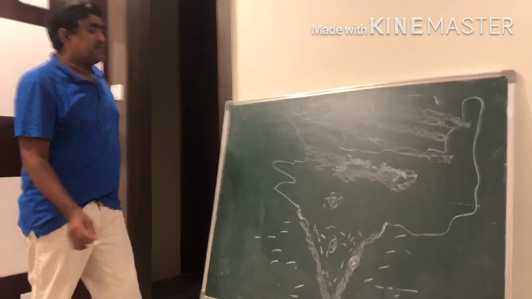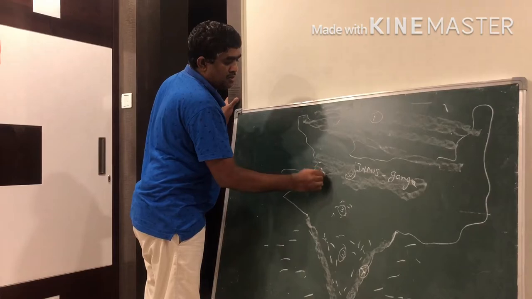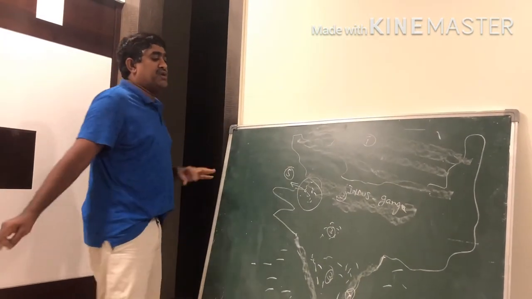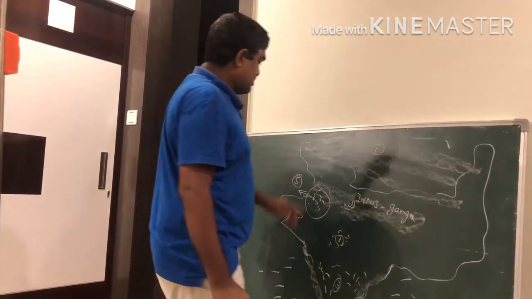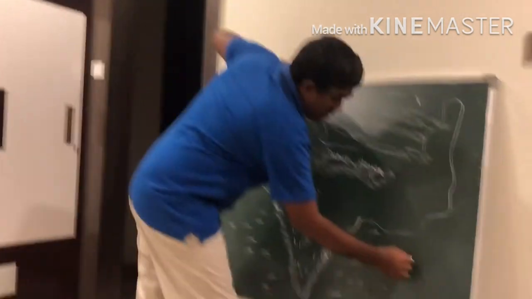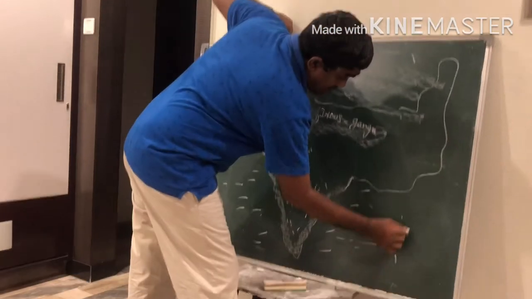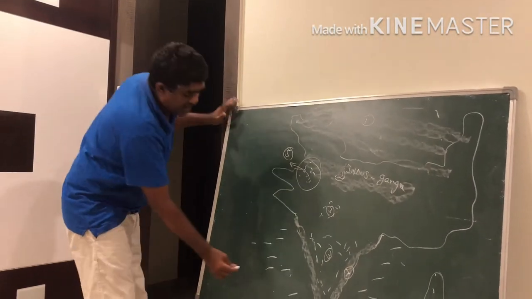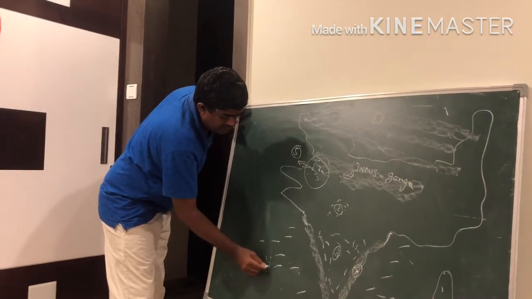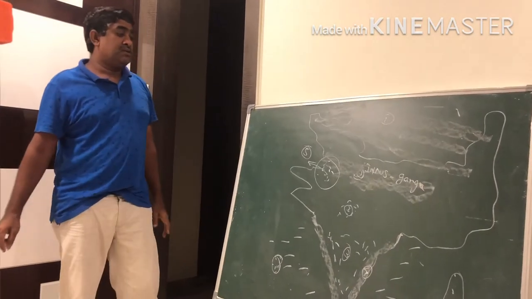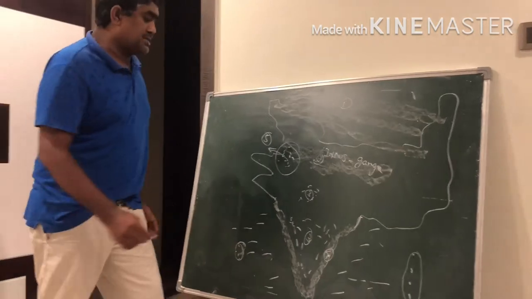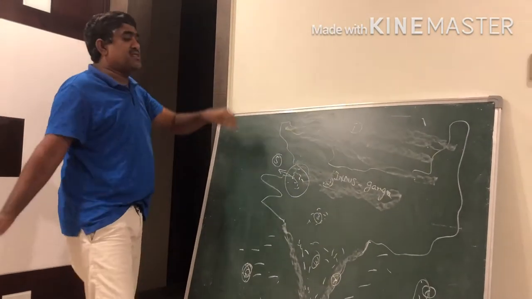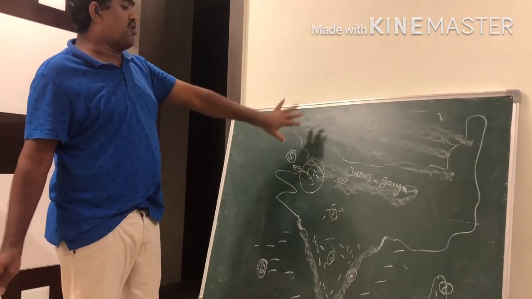You know the Thar Desert in Rajasthan? We have only one desert in India. That is number five. How it has been formed, we have to discuss. And last, we have islands. These are the Andaman and Nicobar Islands, and these are the Lakshadweep Islands. This is number six. So geographically India is divided into six major components.